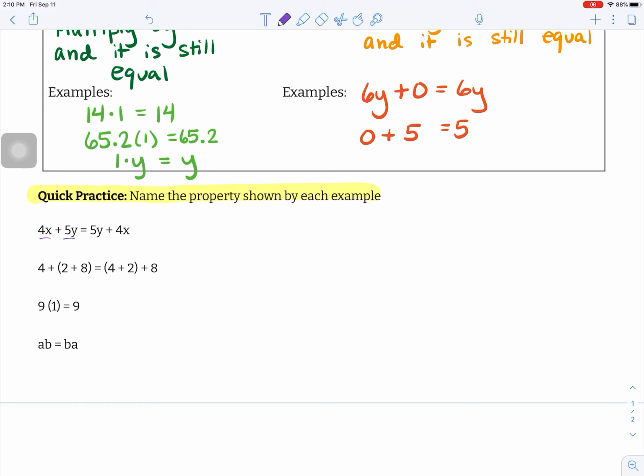I see a 4x plus 5y, and now it's in a different order, 5y plus 4x. All that happened is we switched the order. This must be the commutative property. This next one, I see 4 plus 2 plus 8 on the inside. And now, when I look at the right-hand side, it looks like it's been regrouped, right? The 4 and the 2 are inside the parentheses, plus 8 outside. Anytime we're seeing parentheses shift around and what's within the parentheses is changing, that's got to be the associative property.